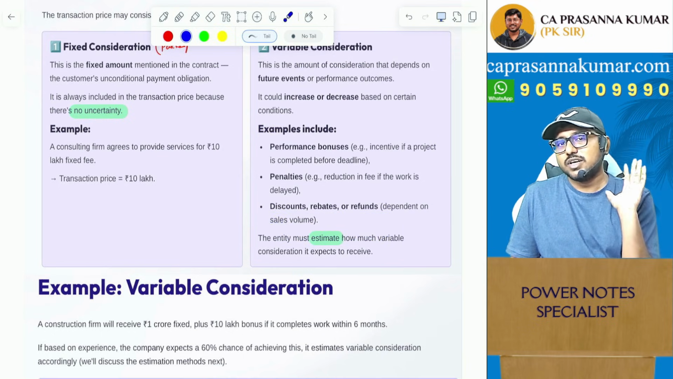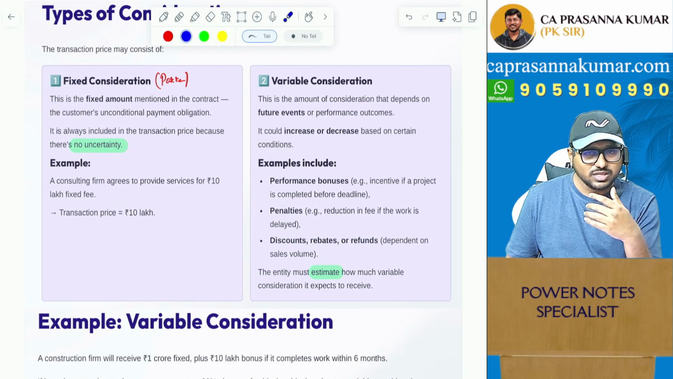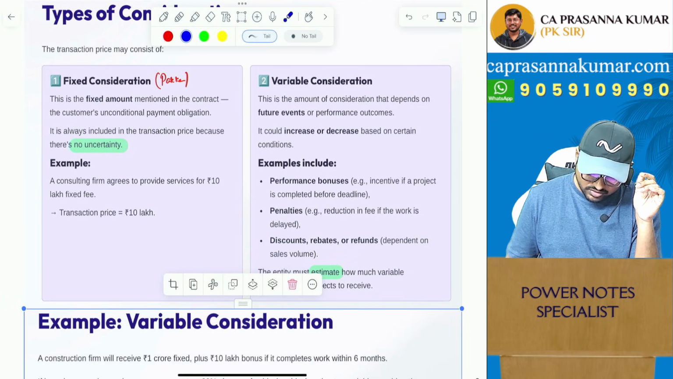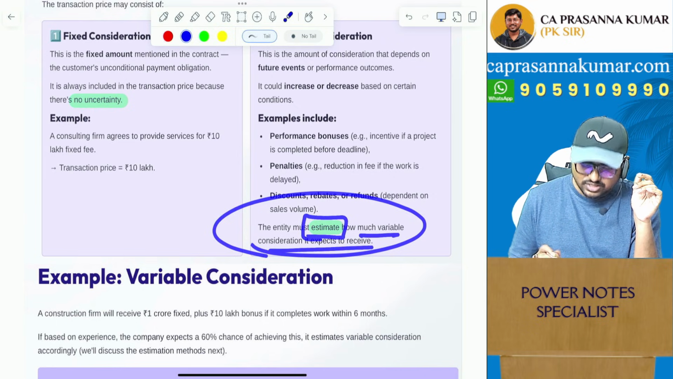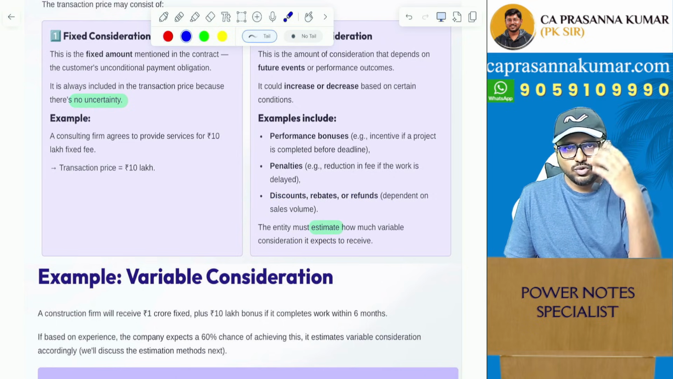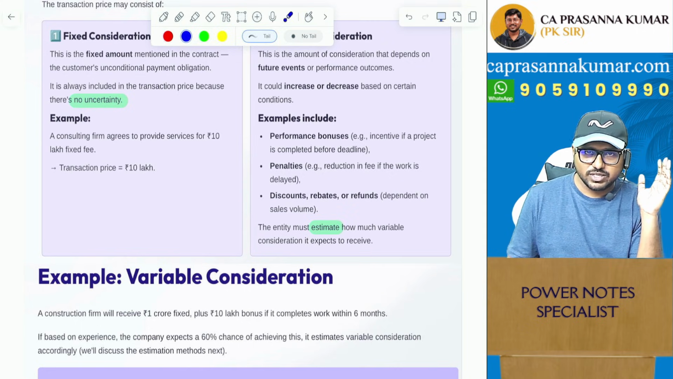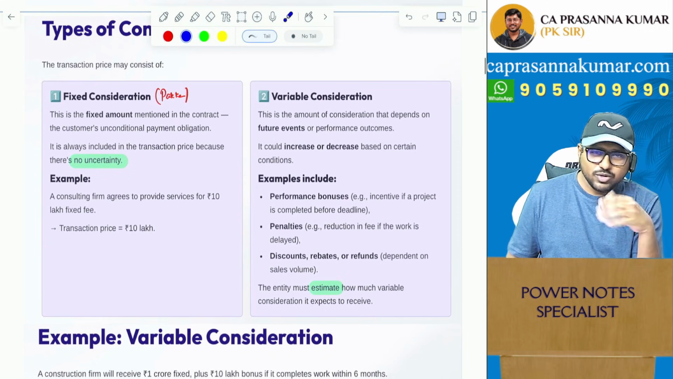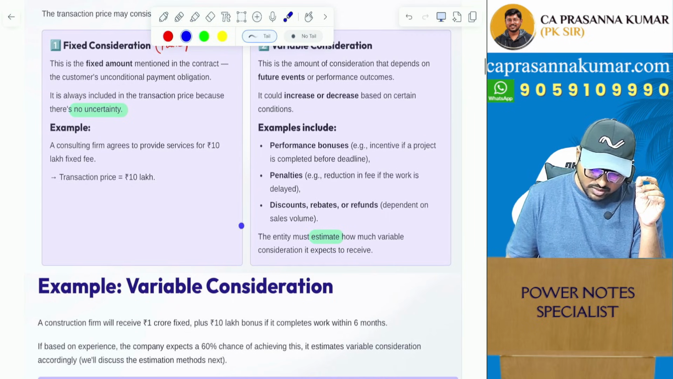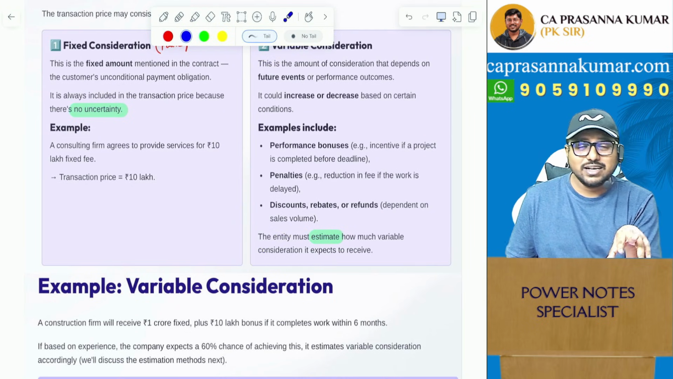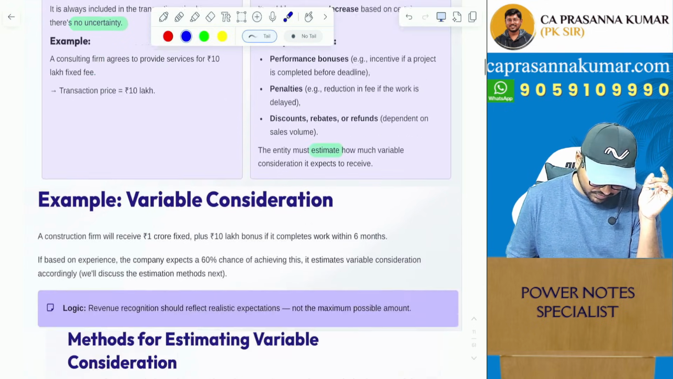Now, what is the treatment when it comes to variable consideration? Fixed consideration is very easy. Always you'll include that in the transaction price without any question mark. Whereas when it comes to variable consideration, will you do the same thing? The answer is no. The entity must estimate how much variable consideration it expects to receive. Based on that estimation you recognize the variable consideration. Recognizing means that will be added to the transaction price. So when you solve any question, the moment you see fixed consideration, obviously it will form part of the transaction price. But when you see variable consideration, you need to see how much the entity is estimating. Accordingly, some portion of it will be included in the transaction price. Clear? Okay.